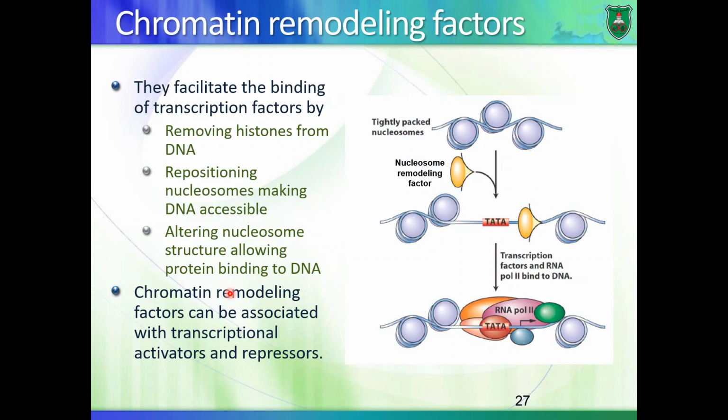Now, how does this happen? How do these regulatory proteins change the structure of chromatin? One type is known as chromatin remodeling factors. Remember, when I say factors, I mean proteins. These proteins remodel, redecorate, change the structure of chromatin. And they do so by one of three mechanisms.